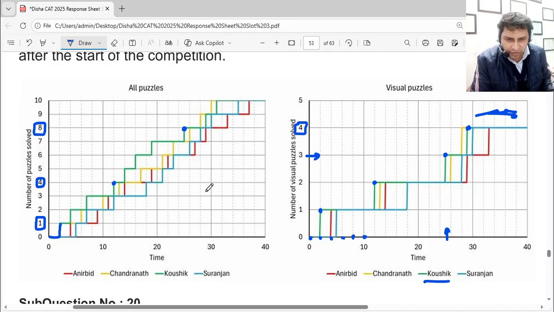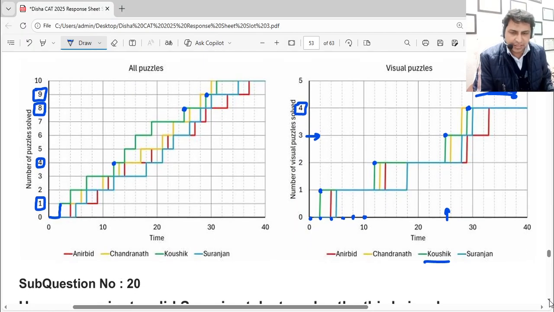So at the end of 29th minute, the green has solved the 9th puzzle. That means the 9th puzzle is also a visual one. And there is no 5th puzzle here because the lines are ending up here only. There are 4 visual puzzles. The third visual puzzle is 8th.